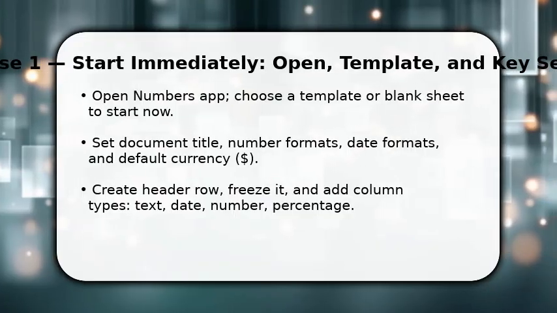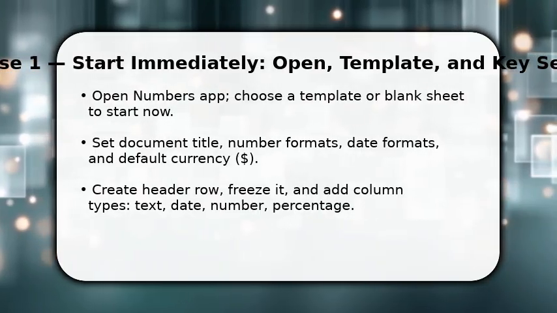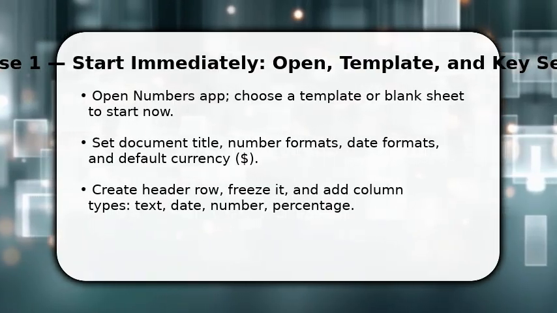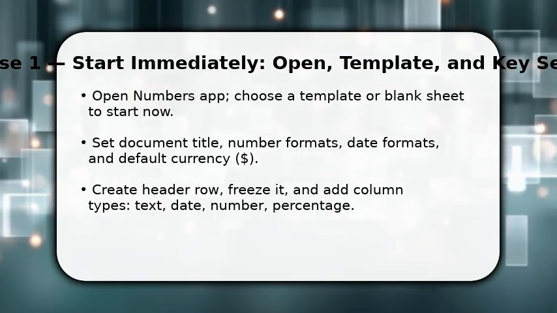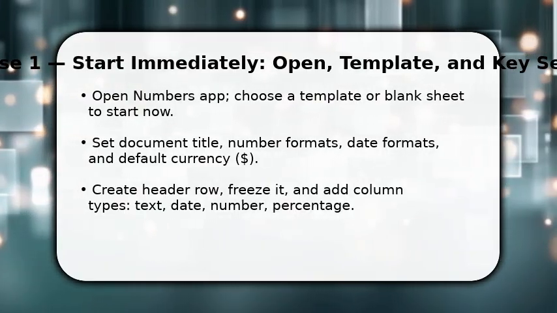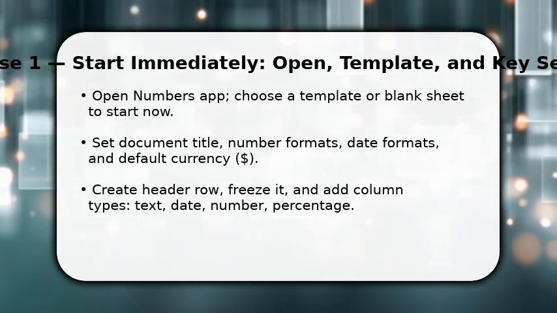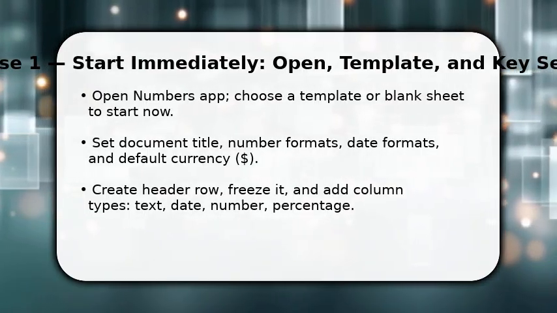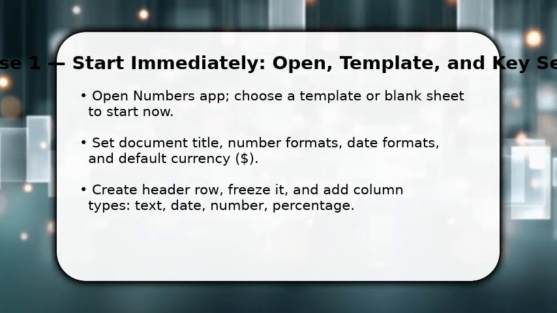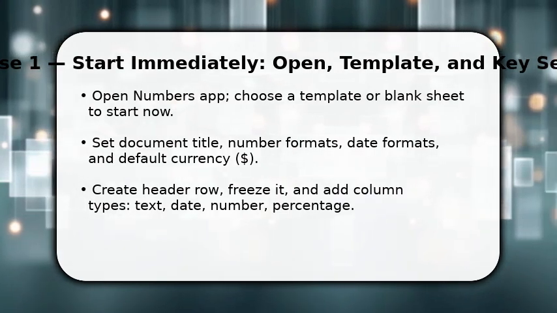You open Numbers and pick a template or blank sheet. Do that now. Once done, set the document title and the primary formats, number, date, and currency, so calculations behave predictably. Create a header row, freeze it, and assign column types like text, number, and percentage. This prevents later formatting errors. Make sure to save immediately and enable iCloud if you want cross-device access. You'll get consistent results, faster, when formats are defined before you enter bulk data.